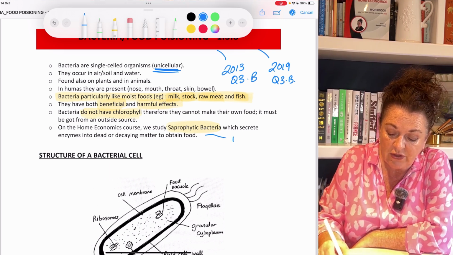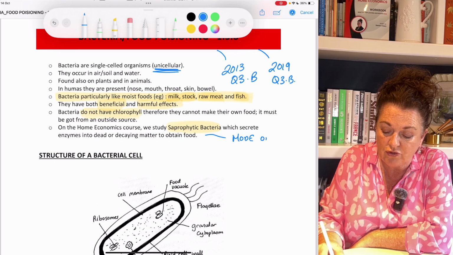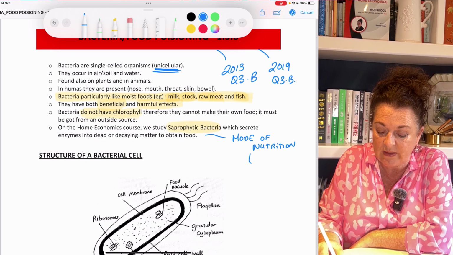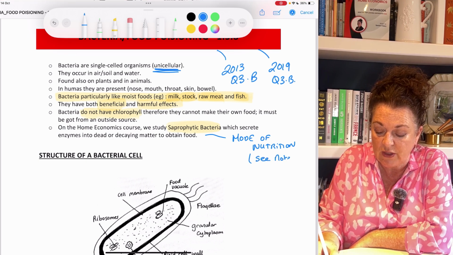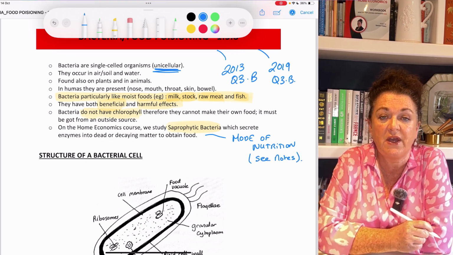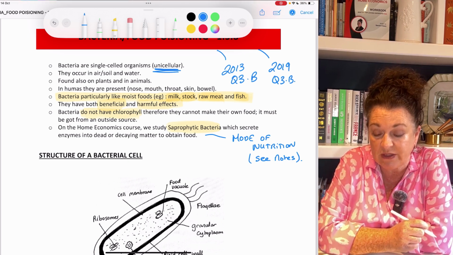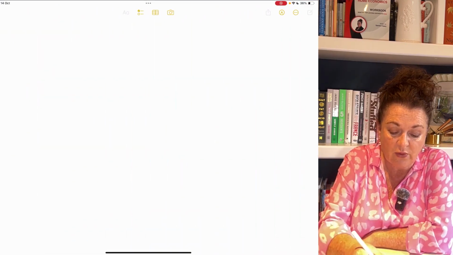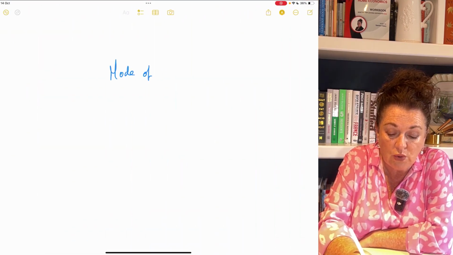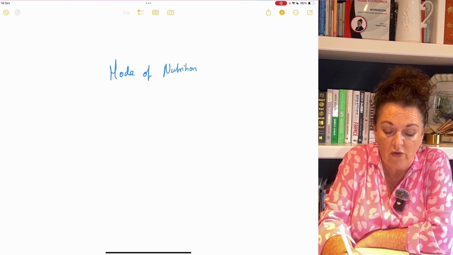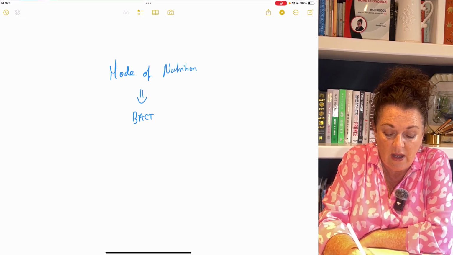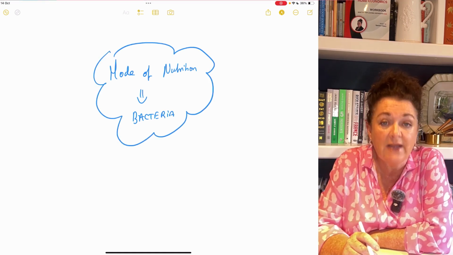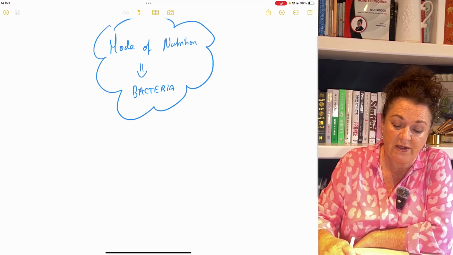Now that will lead us on to the mode of nutrition of bacteria. And what I would say to you is see notes. Now you might decide to put this somewhere towards the end of your chapter on bacteria, but hopefully you have a hardback copy where you're taking extra notes as well. So that's the first thing I'm going to look at here, and it's the mode of nutrition of bacteria, i.e. how do bacteria obtain their food? Exactly the same way that yeast obtained their food.